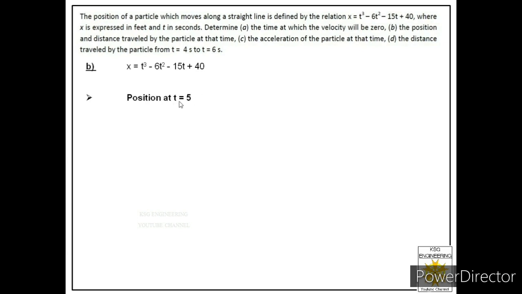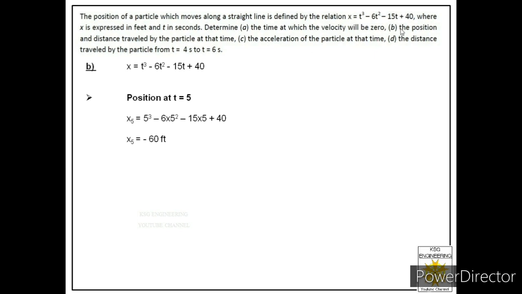So position at t equal to 5 will be x5. Replace t by 5 in this equation, and we get 5 cube minus 6 into 5 square minus 15 into 5 plus 40. When we calculate this, we get x5 equal to minus 60 feet, because in the question the unit of x is given as feet. So x5, the position of the particle at time equal to 5 seconds, is minus 60 feet.